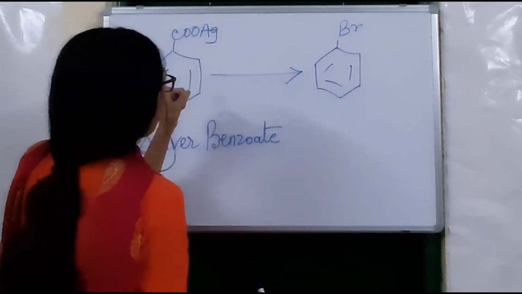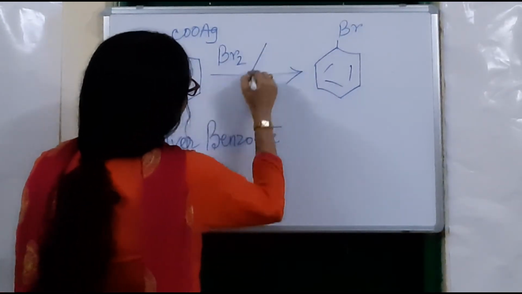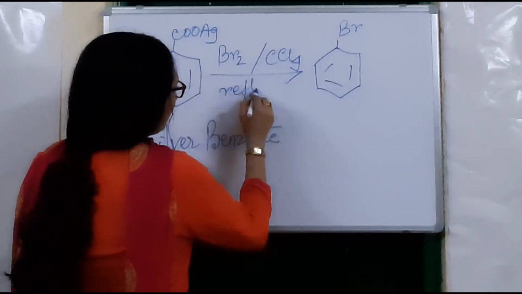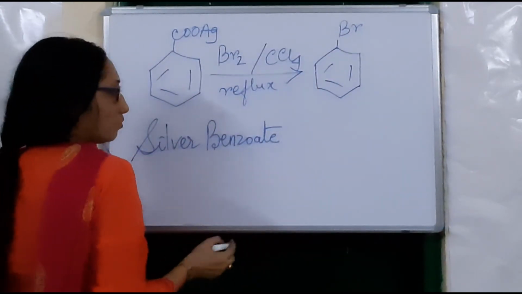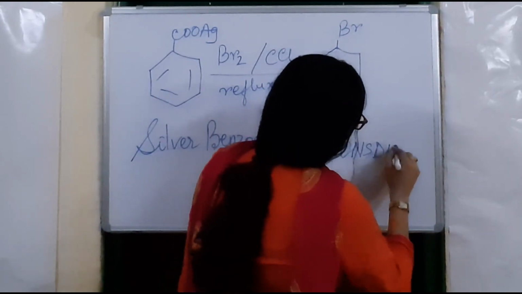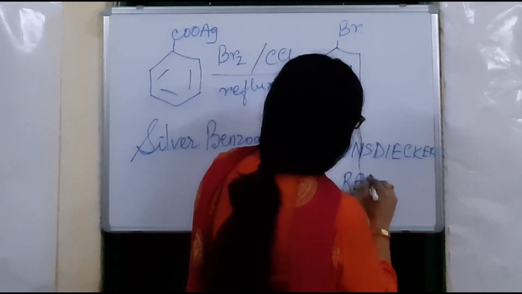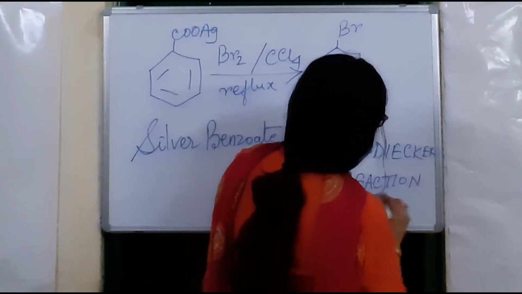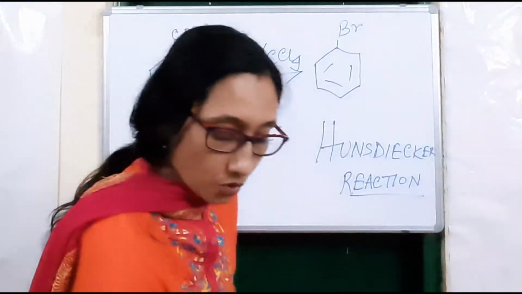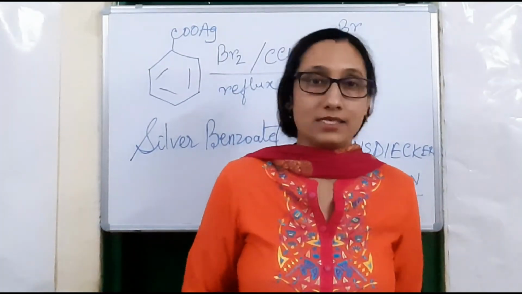See, when you reflux this silver benzoate with bromine and carbon tetrachloride, we will get bromobenzene. What is the name of this reaction? Hunsdiecker reaction. We have studied this reaction in haloalkanes. Hunsdiecker reaction. So this is about the preparation of aryl halides.